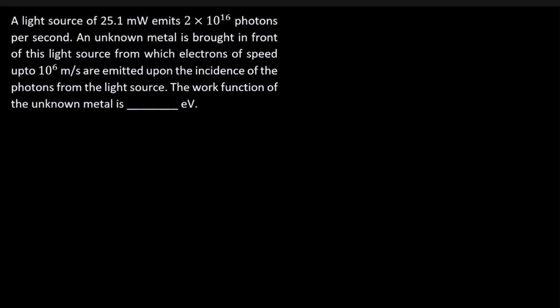So if we write down the photoelectric effect equation, the energy of the photon is equal to work function plus the maximum kinetic energy. So the work function is energy of the photon minus maximum kinetic energy of the electrons that come out of the metal surface. So here if we can calculate the energy of each photon and use the maximum speed given to get the maximum kinetic energy, I think we are done with the problem.